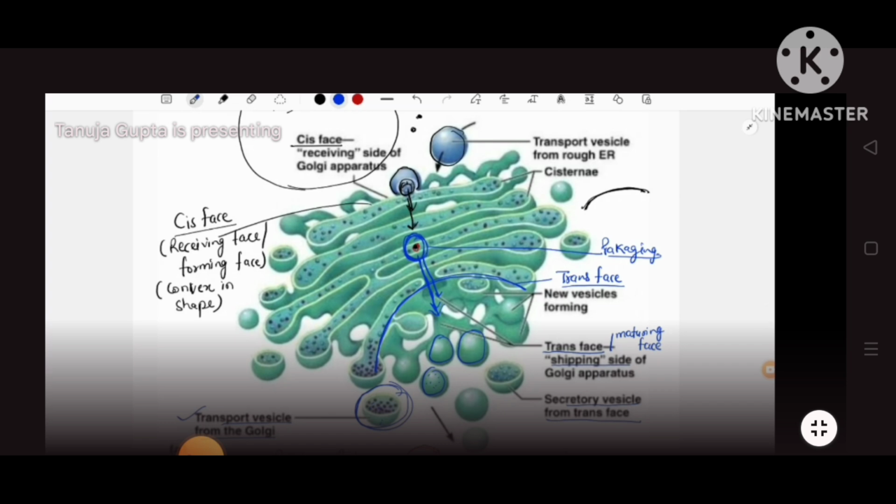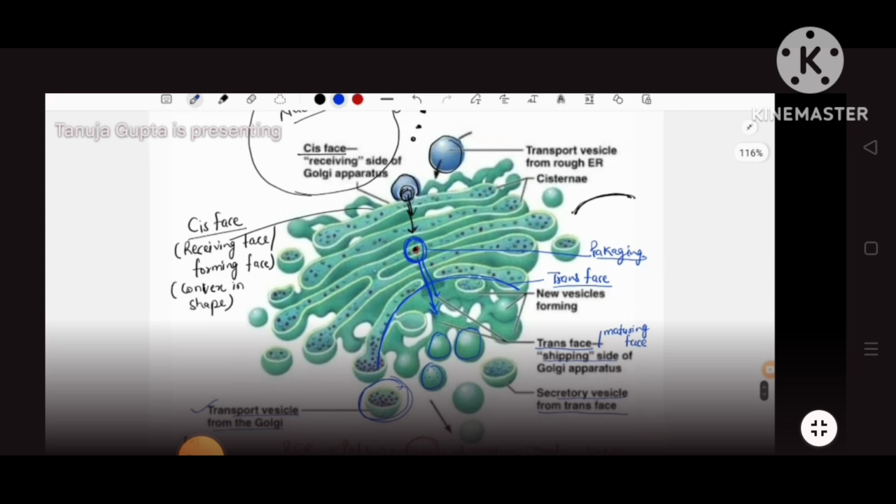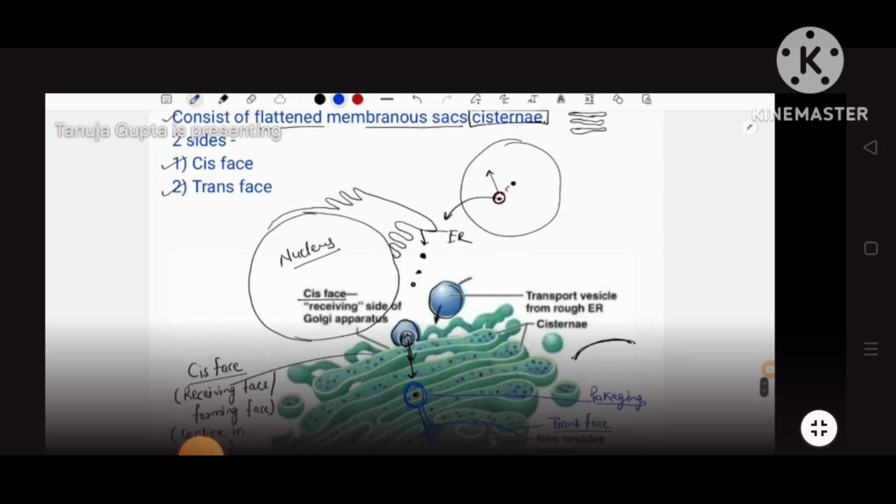Yes, did you get it, beta? Yeah, I got it. Yes. How they go to the target. Yeah, so this is actual function of Golgi apparatus, okay?